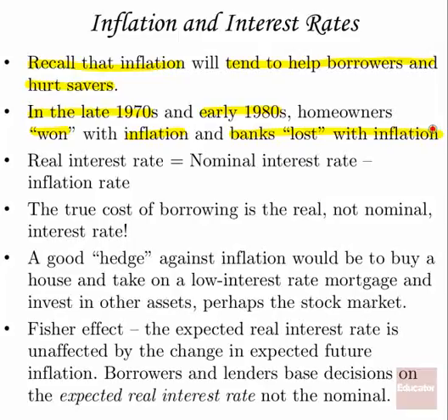So if you got a home mortgage at 6% and interest rates were climbing up to 13%, then as a homeowner, you won because you're paying off a 6% mortgage, while banks are dealing with this 13% interest rate. So the person that's borrowing money wins with inflation, and the person that lends money loses with inflation here.